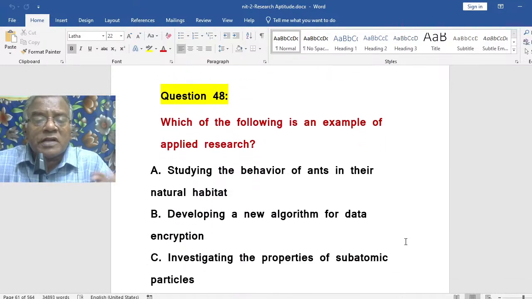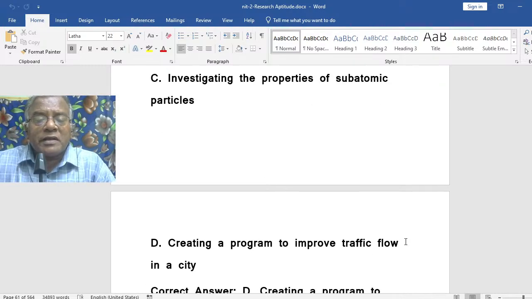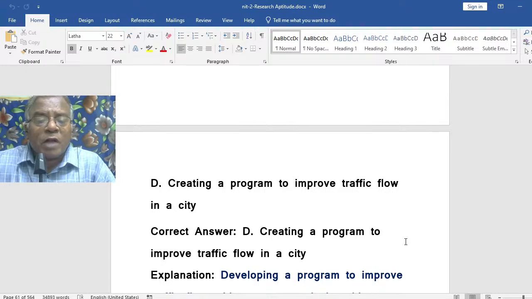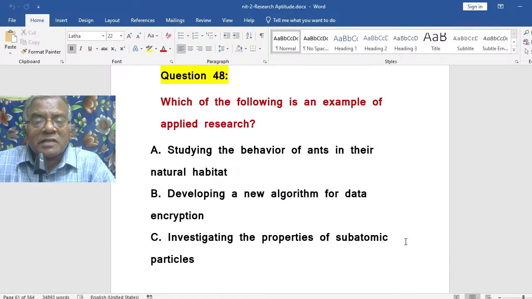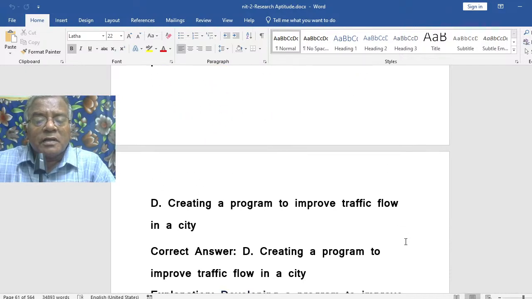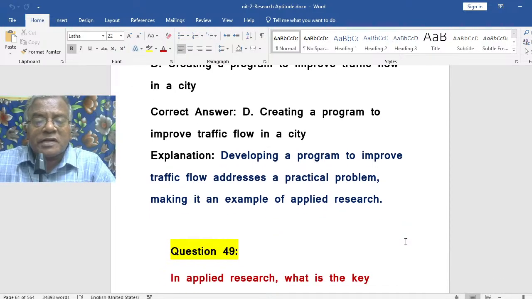Which of the following is an example of applied research out of these four? Once again, creating a program to improve traffic flow in a city. Out of these four, that comes closer to the correct answer. Developing a program to improve traffic flow addresses a practical problem, making it an example of applied research.